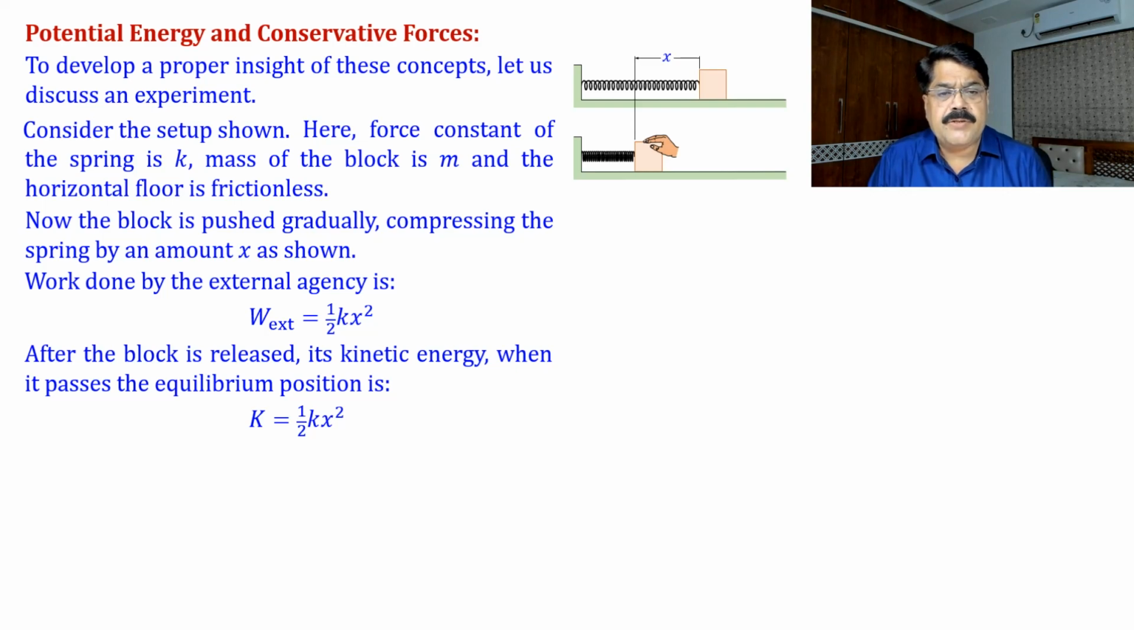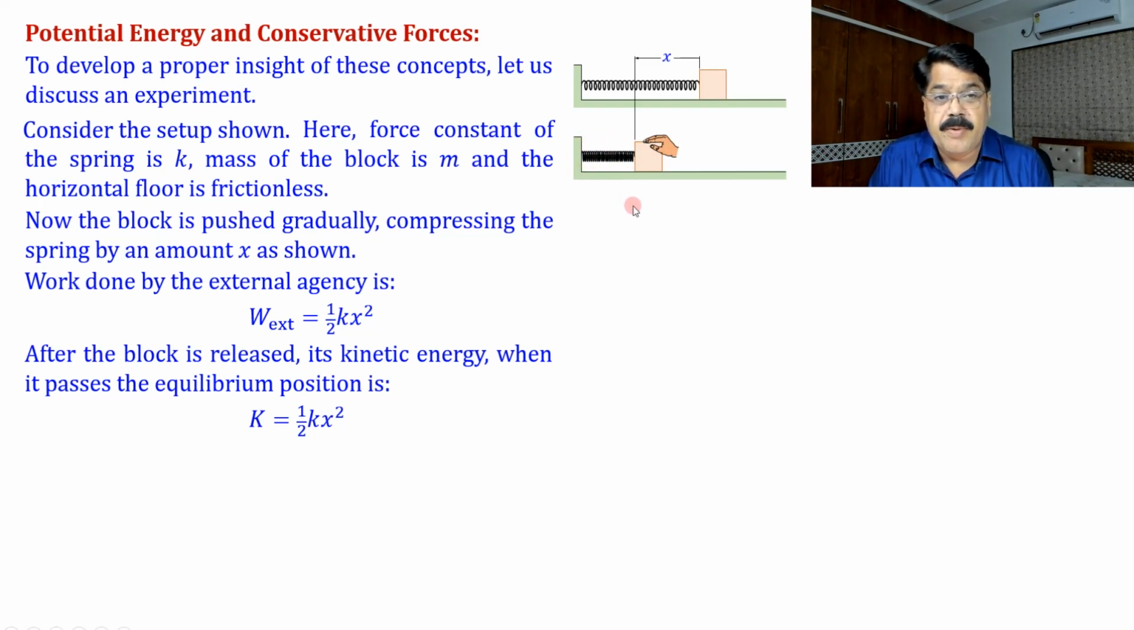Now when it passes the equilibrium position again, till that point there is no work of gravity, because displacement is always perpendicular to gravity. There is no work of normal action, because displacement is perpendicular to normal action. Only the spring force is doing work. And how much work will the spring force do? That is half kx square, and that will be the kinetic energy of the block. Now what we can say from here, how much work has been done by this external agency in pushing the block, that was stored in the spring as a recoverable energy.